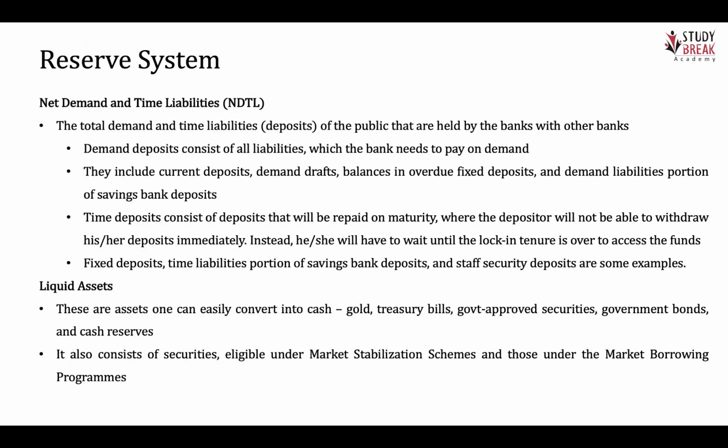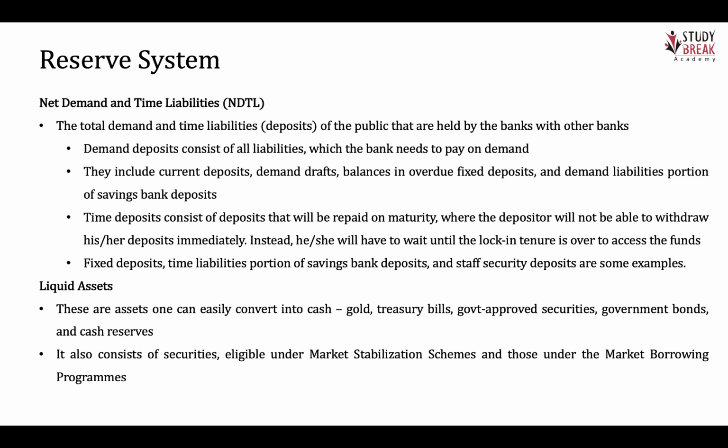Next thing we are going to talk about is the reserve system. Now, before we go into the reserve system, you should know the meaning of a few terms, two in fact. So first one is NDTL, the full form of which is net demand and time liabilities. Now, there are two types of liabilities that the banks have. One, the demand liabilities, and two, the time liabilities. Now, demand liabilities are those which must be given to the customer on demand.